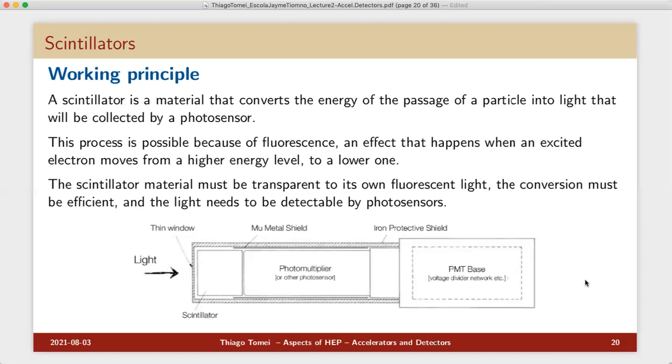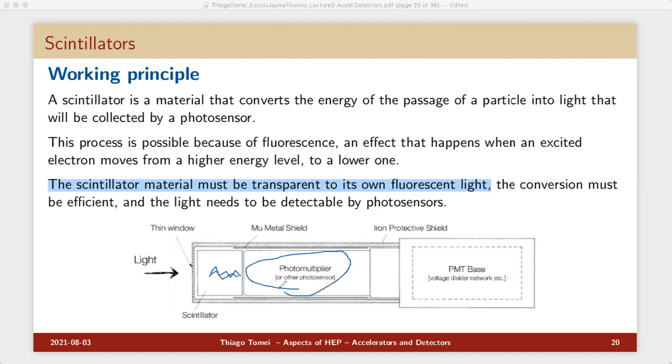The key thing for a good scintillator is that it has to be transparent to its own fluorescent light. So, for instance, if the scintillator shines in blue, you want it such that blue light can go through it. Why? Because you want the light produced in your scintillator to actually go through it and hit some kind of photosensor here on the other side.